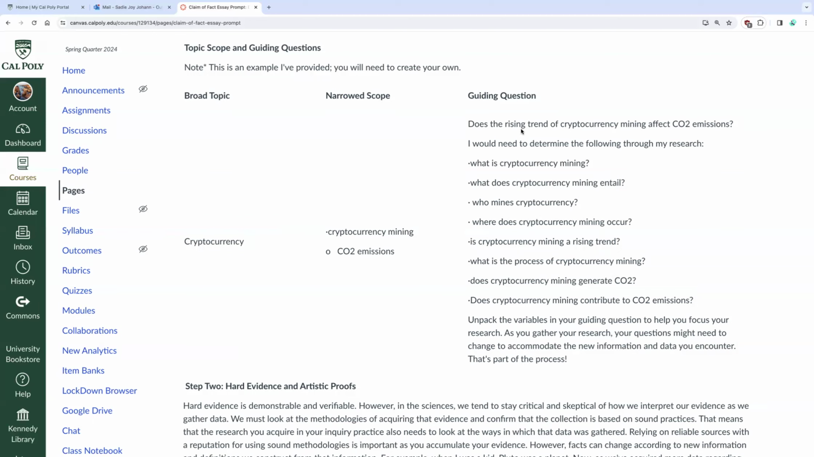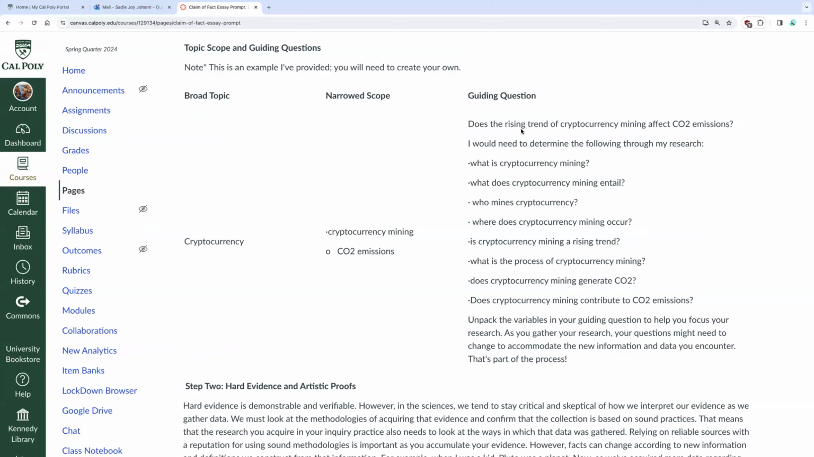So I would have to research the following in order to answer that question. I would have to look into what cryptocurrency mining is. I would have to look into what it entails. I would have to look into who mines it, where it's mined, if it's a rising trend, what is the process of it? And does that process generate CO2? And does that mining actually then contribute to CO2 emissions?